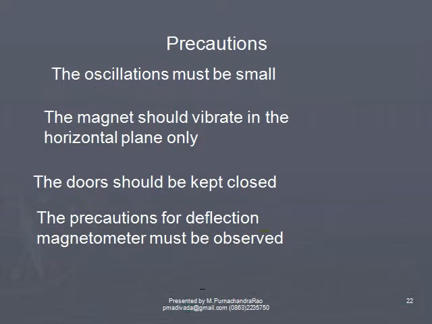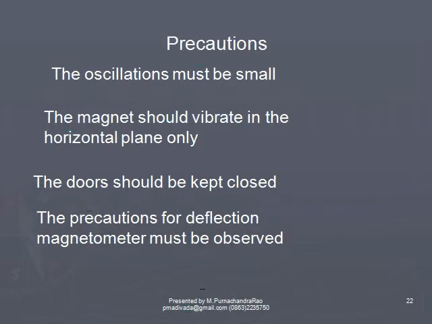Precautions. While doing this experiment, we have to undertake certain precautions. While working with vibration magnetometer, the oscillations of the magnet must be very small. The magnet should vibrate in the horizontal plane only. The door should be kept closed so that the vibration magnetometer box is airtight.